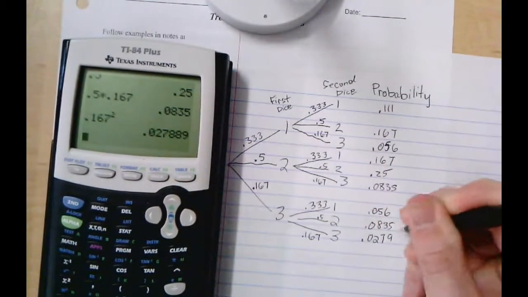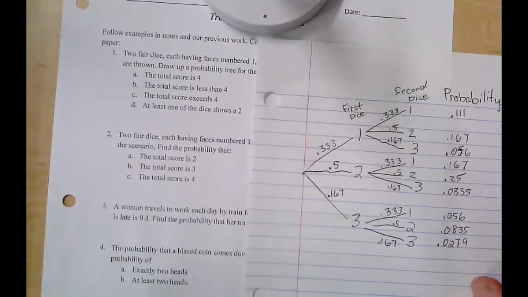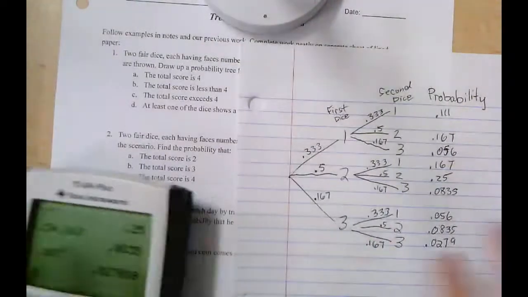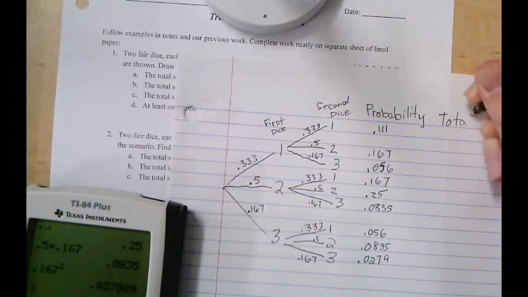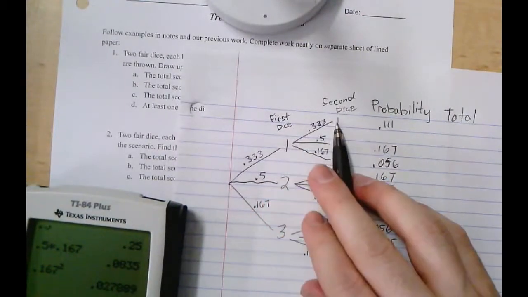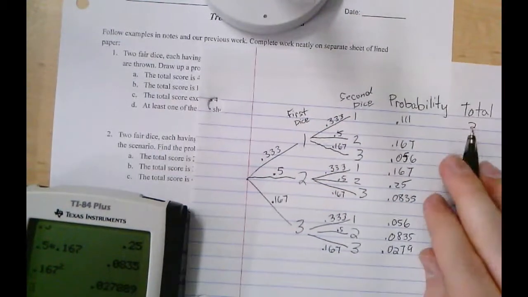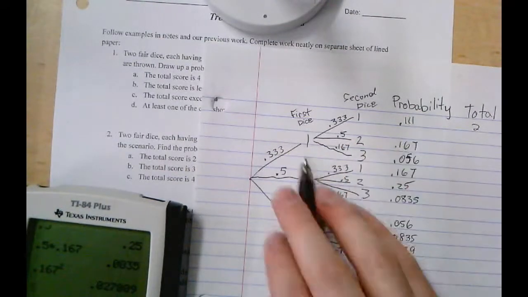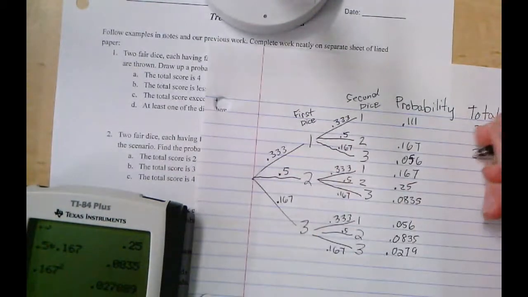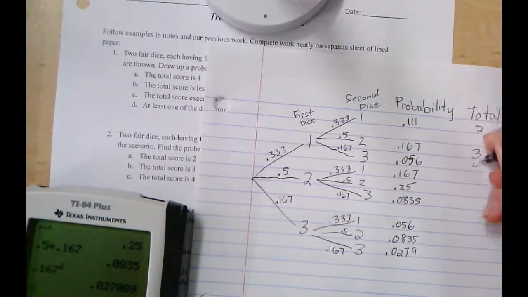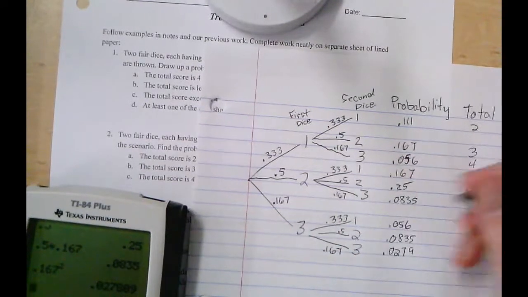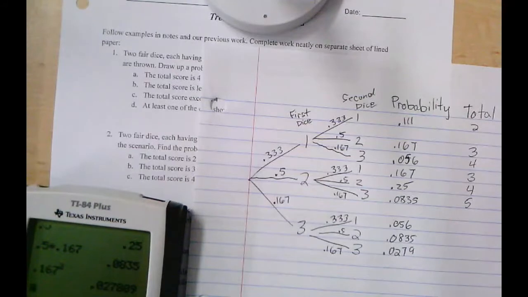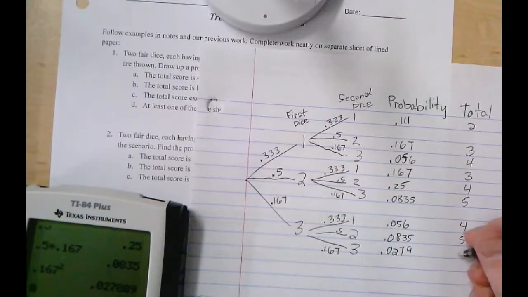Alright, now I can actually answer the questions. The probability that the total score is a 4. It might be helpful to just do another column here of what the totals are. Totals meaning score being like the 1 and the 1, they add up to a 2. So the probability of scoring a 2 like that is 0.111. 1 and 2 here, add those up to 3. 1 and 3, add up to 4. 2 and a 1, add up to 3. 2 and 2, add up to 4. 2 and 3, give you 5. 3 and 1, give you 4. 3 and 2, give you 5. 3 and 3, give you 6.